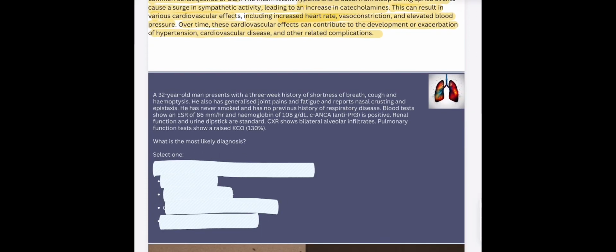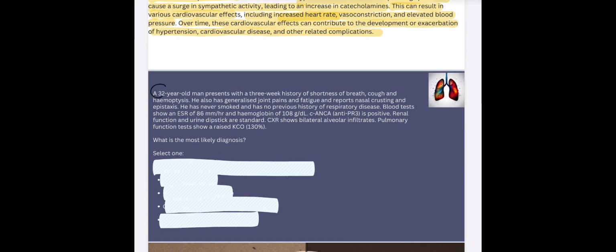Moving on to the next question. A 32 years old man presents with a 3-week history of shortness of breath, cough, and hemoptysis. He also has generalized joint pain and fatigue and reports nasal crusting and epistaxis. He has never smoked, no previous history of respiratory disease. Blood tests show an ESR of 86, hemoglobin of 108 gram per liter or 10.8 gram per dl.